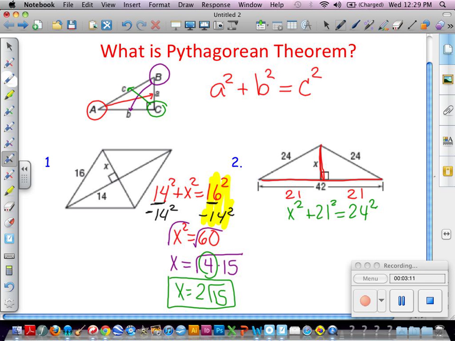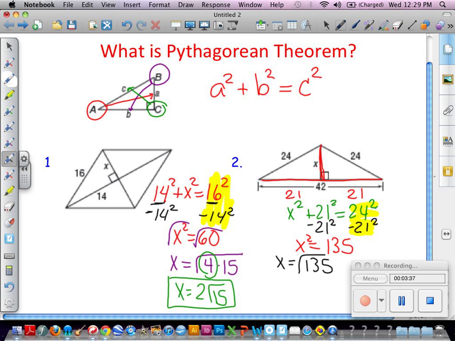Again, I would not go and square those and write those down. I'd move my 21 squared. I punch that in my calculator. 24 squared minus 21 squared. I'm getting x squared to be 135. That's going to get me the square root of 135.